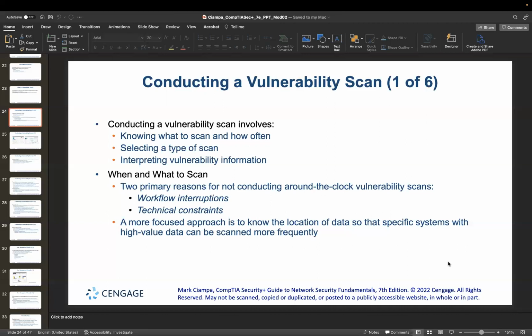So a more focused approach is to know the location of data so that specific systems with high value data can be scanned more frequently, and the systems with not high value data can be scanned less frequently. So basically focusing your resources where it provides the most value for your enterprise.